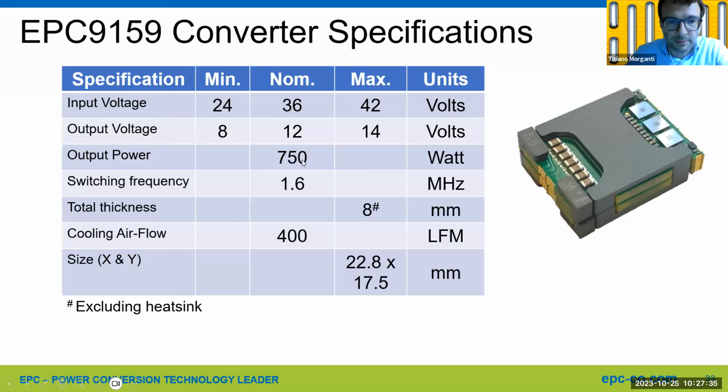The converted power is 750 watts. The switching frequency is 1.6 megahertz. The thickness is 8 millimeter, and the size is 22.8 millimeter by 17.5 millimeter. It's a very small power converter. So the power density of this converter is about 4 kilowatt per cubic inch.